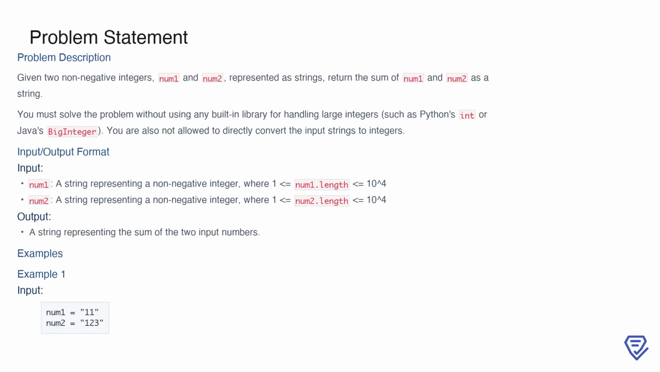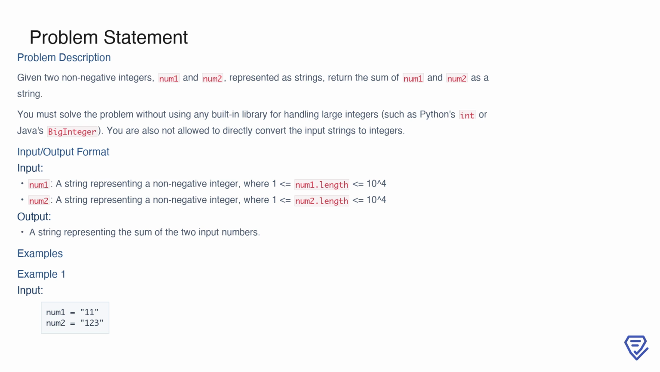In this problem, you're tasked with adding two non-negative integers that are given as strings. The challenge is that you cannot use built-in libraries designed for handling large integers, such as Python's int or Java's BigInteger. Additionally, you cannot convert the input strings directly into integers. Instead, you need to simulate the addition process digit by digit.